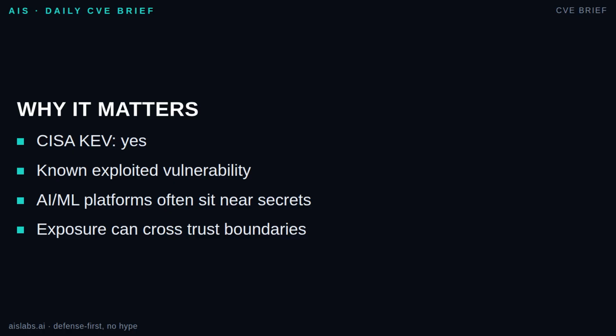MLflow deployments can be connected to model development, experiments, automation, credentials, data stores, and cloud infrastructure. The vulnerability description specifically calls out internal services and cloud metadata services. If an attacker can cause the server to fetch those resources and return the response body, the risk is not limited to the MLflow application itself. The server's network position becomes part of the blast radius.